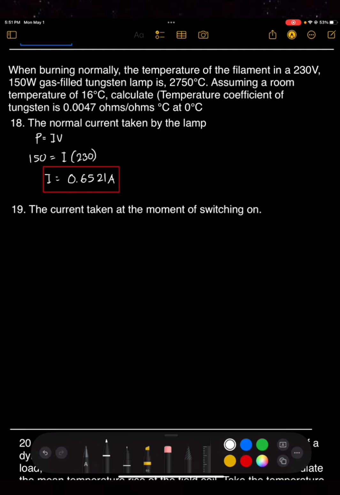So in number 19, we'll use the formula P is equals to V squared over R. Our power is 150 watts and our voltage is 230 raised to 2, then R. So our resistance is 352.67 ohms.